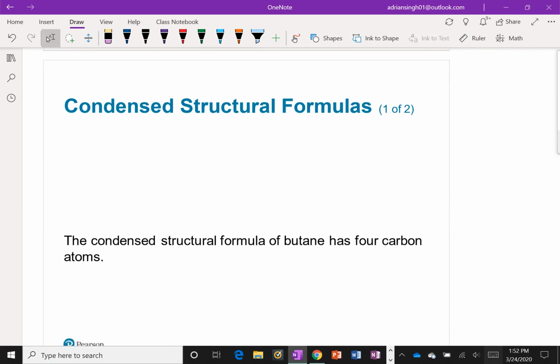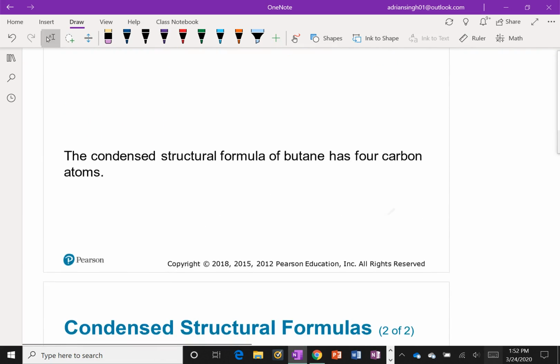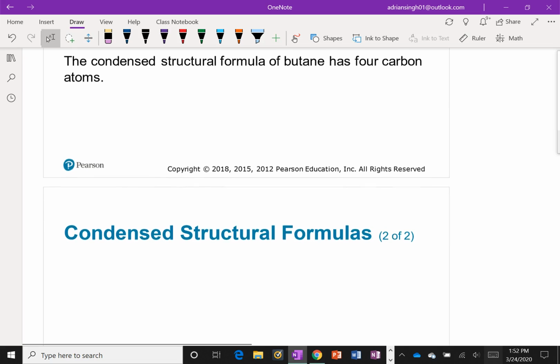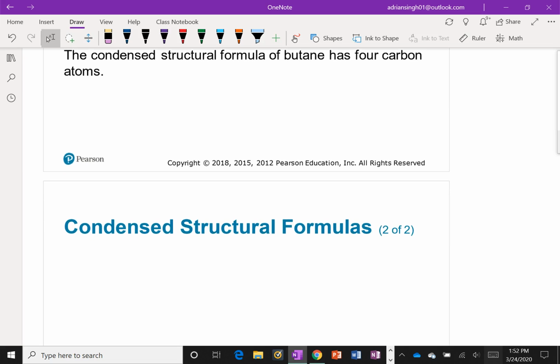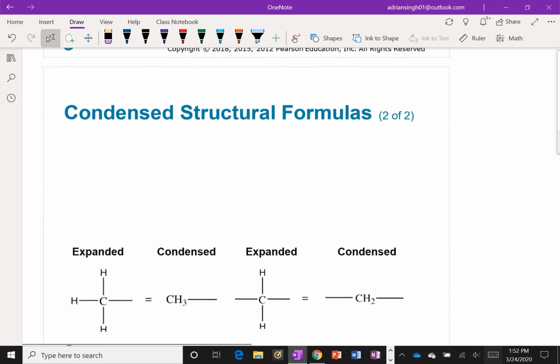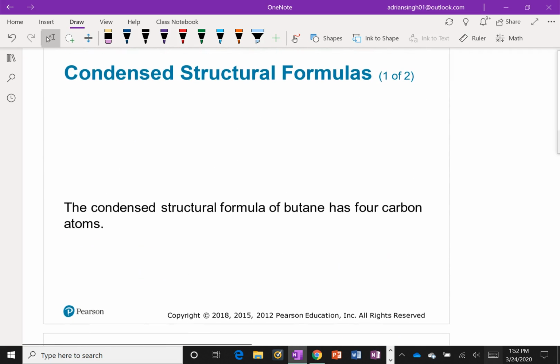All right, so let's take a look at how we represent these structures. We sort of used them a little bit before, but I want to take a closer look at them now. All right, so let's focus in on maybe a 4-carbon alkane.